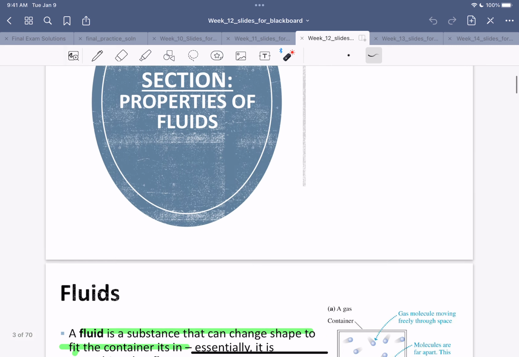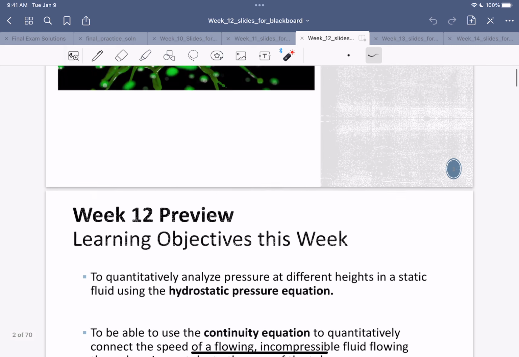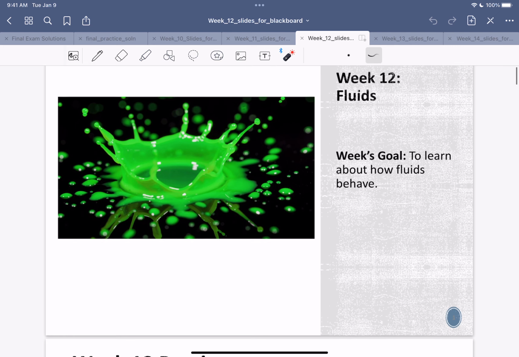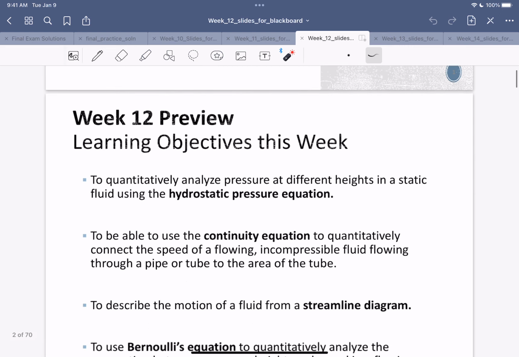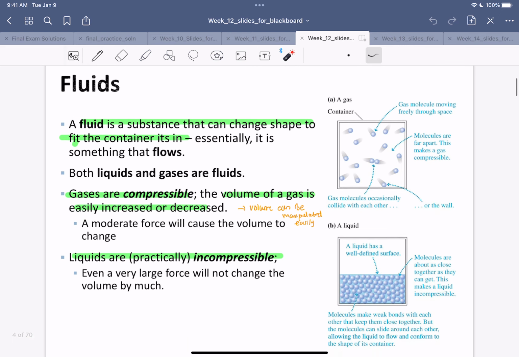All right, so this is the fluids chapter. Very basic information here about the fluids. Week 13 is going to be the continuation of that with adhesion and cohesion as well. So first off, properties of fluids.